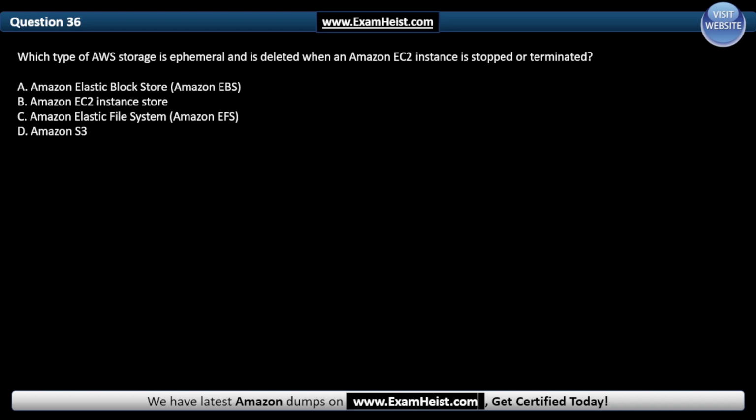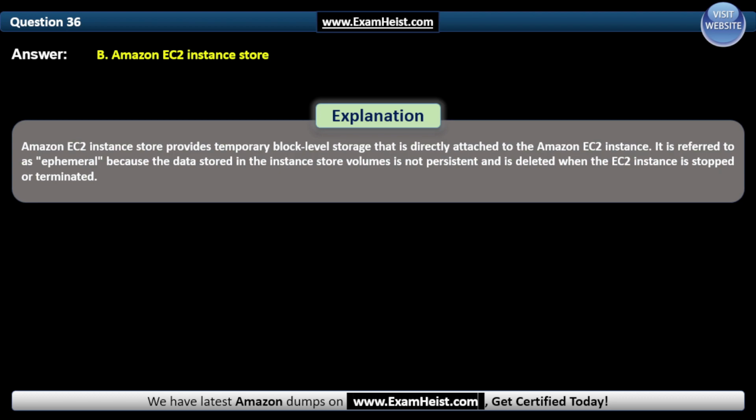The correct answer is B. Amazon EC2 Instance Store. Amazon EC2 Instance Store provides temporary block level storage that is directly attached to the Amazon EC2 instance. It is referred to as ephemeral because the data stored in the instance store volumes is not persistent and is deleted when the EC2 instance is stopped or terminated.